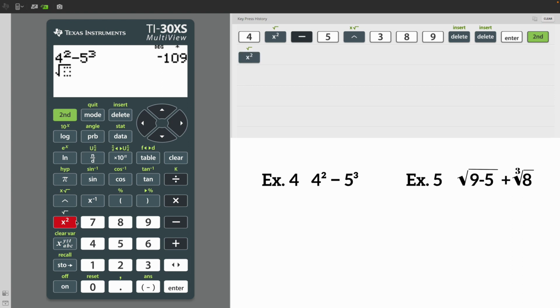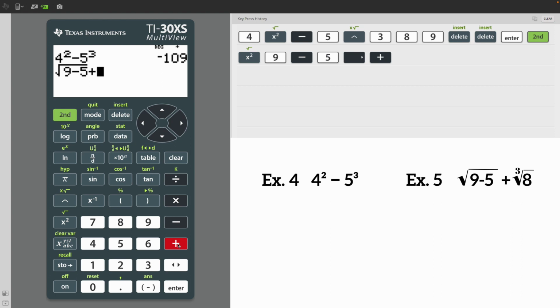And I can type 9 minus 5. Now, this is where my radical ends. The line on top ends. And so it is important to arrow out of this to type the rest of this expression. So the rest is plus. Now see that little 3 tucked inside the radical of this one? That means it's not a square root, it's a cube root. And so I don't need the square root key.